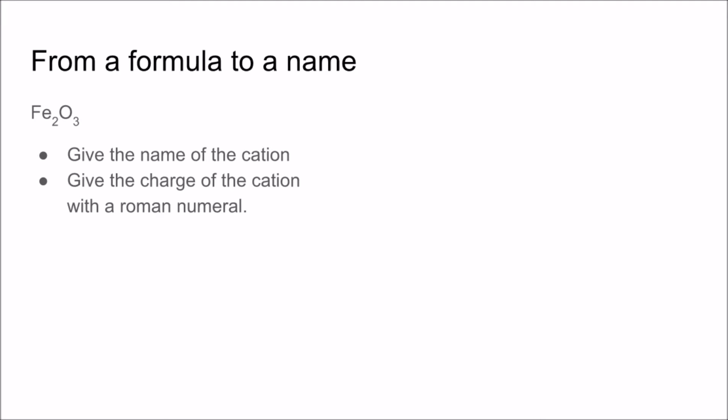So let's go from a formula to a name with Fe2O3 and just pay attention to the steps. So we have to give the name of the cation, iron. We have to give the charge of the cation with a Roman numeral, 3. And we have to give the name of the anion with an -ide suffix, so that is oxide. So that means the name is iron 3 oxide, and here 3 represents the charge of the iron atom.